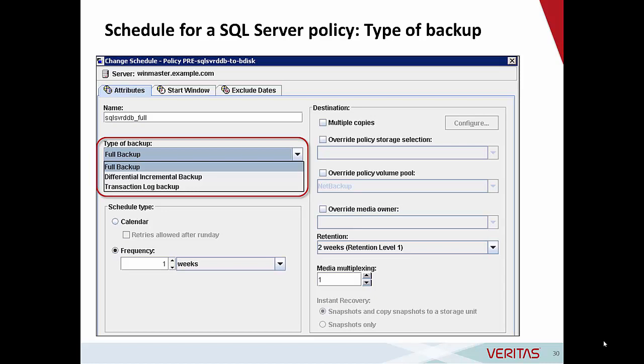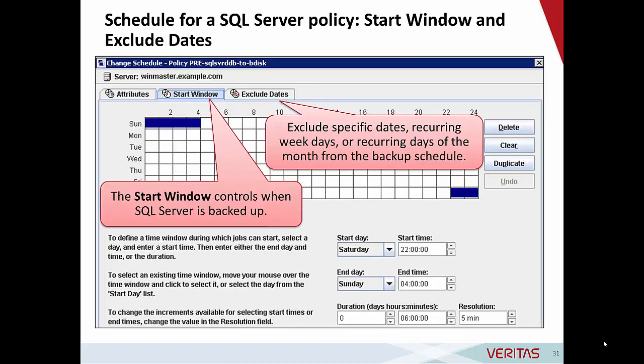Here's an example of selecting the type of schedule: full, differential incremental, or transaction log. Here's an example of configuring the start window for when this particular schedule is allowed to run. Now, if I wish, I can also set exclude dates using the exclude dates tab, and those would be specific days when this schedule is not permitted to run.